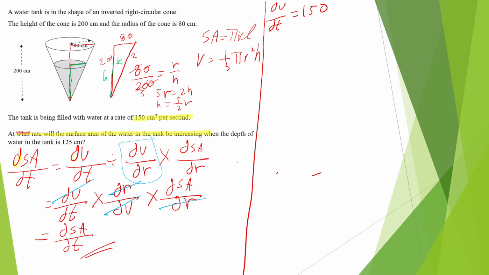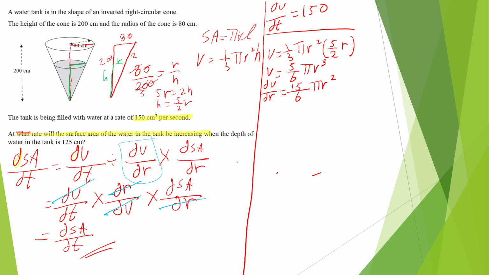Okay, because I want my volume to always have R only, no H, because I want to find dV over dr. So I'm going to use this one here. The volume now is 1/3 pi R squared. Instead of H, I'm going to write 5 over 2 R. Now I have a volume with this, so I'll just have 5 over 6 pi R cubed, and now I can differentiate to find dV over dr, and that was 15 over 6 pi R squared.